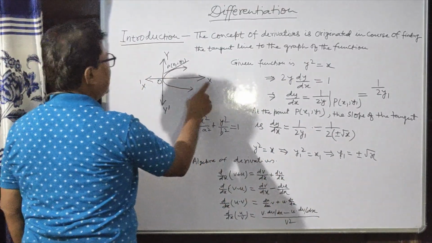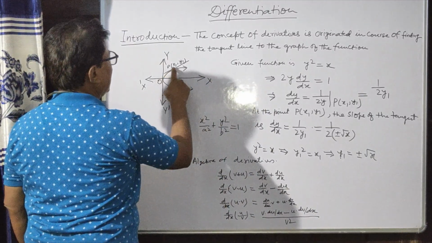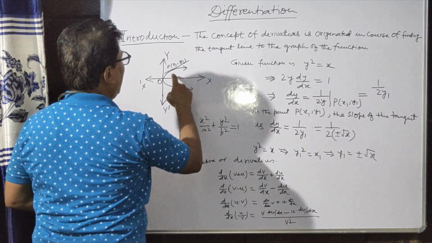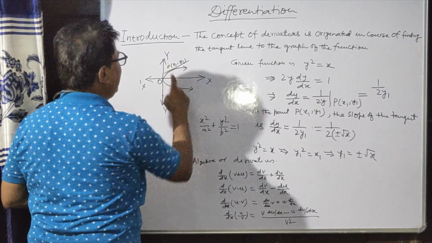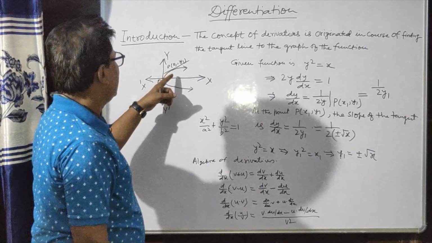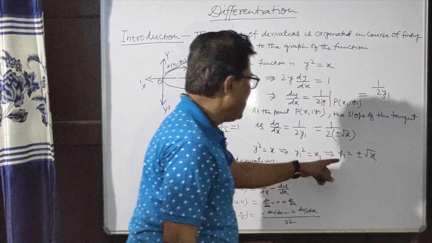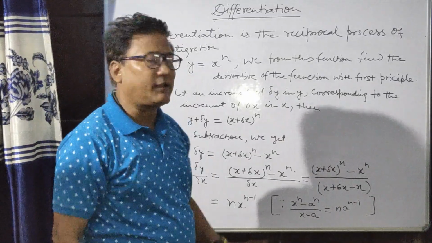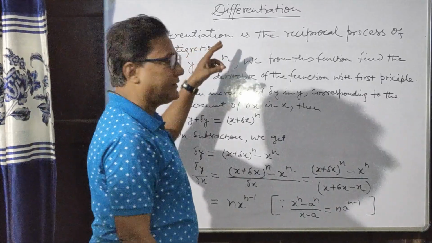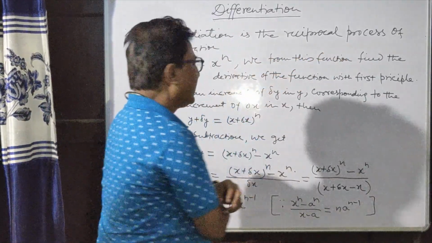This is the origin, this is the x coordinate axis, this is the y coordinate axis, and on the parabola at this point P, a tangent is drawn. Then the equation of the tangent is given by y1 equals plus-minus 1 root x. Dear friends, I taught you about differentiation, that is the reciprocal process of integration.